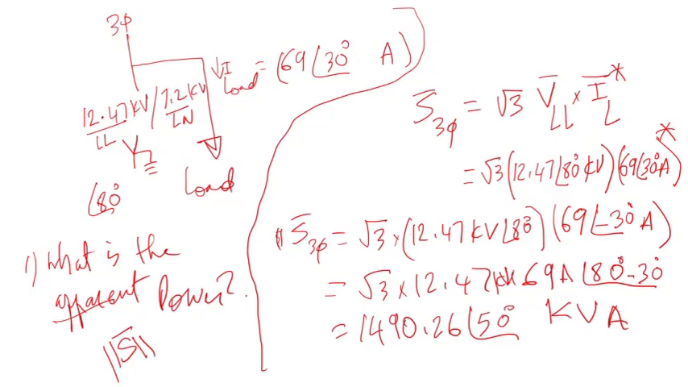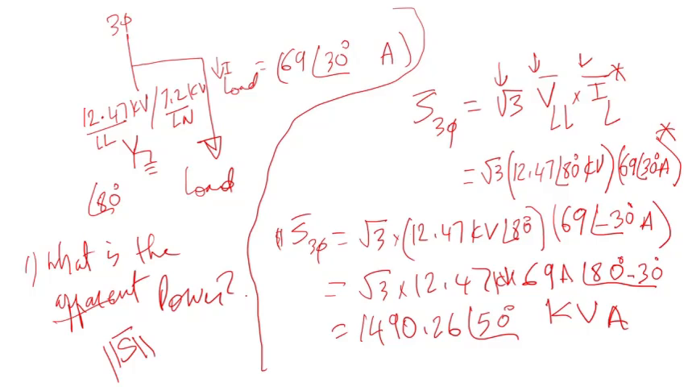kVA. So the takeaway is, for three phase, you can do either. Since I used the line-to-line voltage and the line-to-line current here, I use square root of 3. If you want to use all quantities in line-to-neutral or per phase, you would do 3 times the line-to-neutral voltage, in this case 7.2 kV, times the per-phase current, but since this is a Y, the line current is the same as the per-phase current.